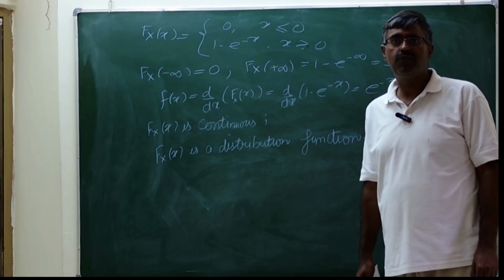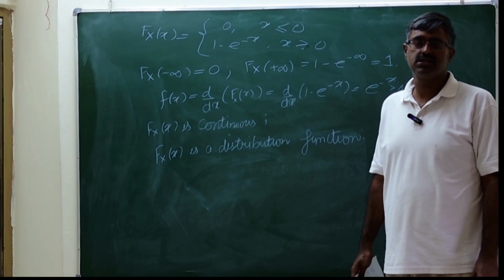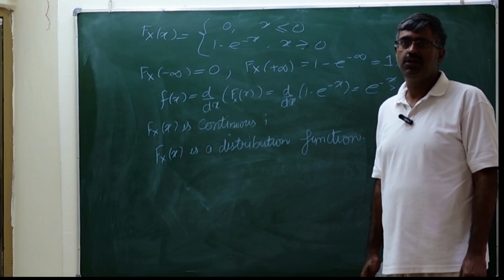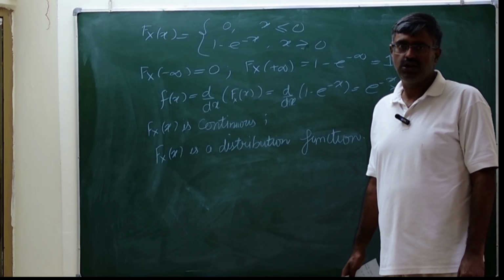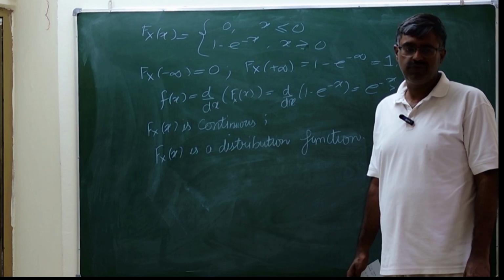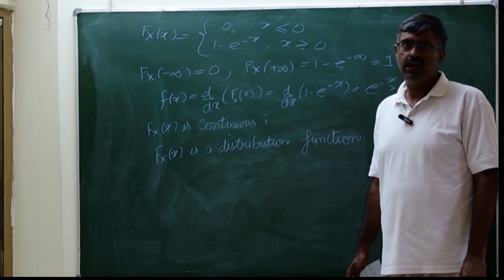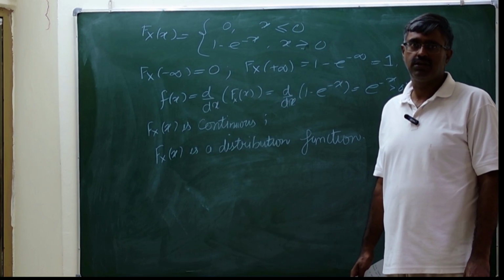So that's all for today, and we will be discussing more examples. In particular I will be giving an example where a function is not a distribution function because of the right continuity at a given point.